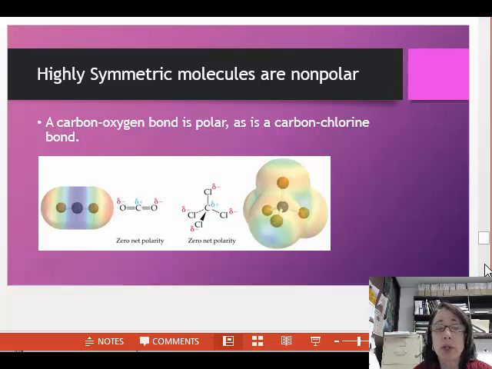For example, carbon dioxide and carbon tetrachloride are non-polar molecules, even though their bonds are polar. Because of the high symmetry of these molecules, the bond polarities cancel one another out, and there is no net charge separation or polarity. Non-polar molecules must have a very high symmetry and specific geometry.